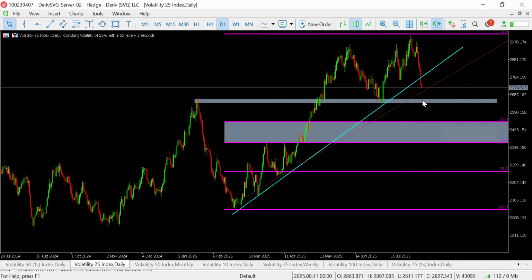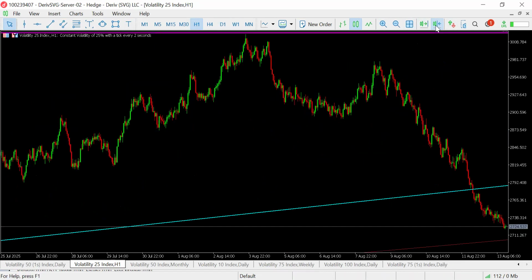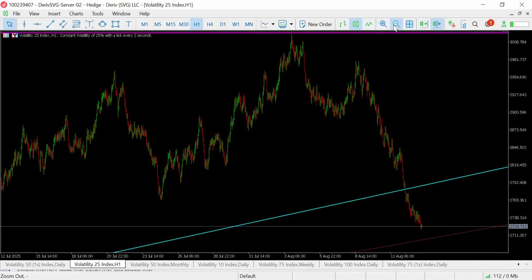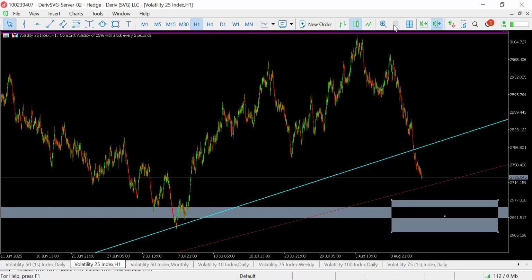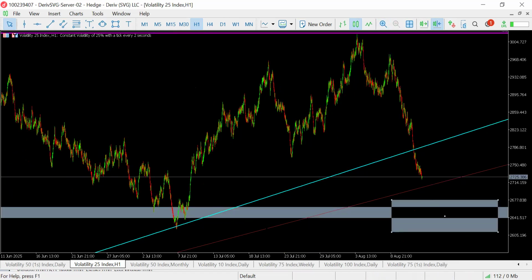So, like I said, once the price gets into the zone, all we need to do will be to go to the H1 time frame because we drew our confluence from the daily time frame. So now you can see the market is still heading towards the zone. It's making lower lows and lower highs.